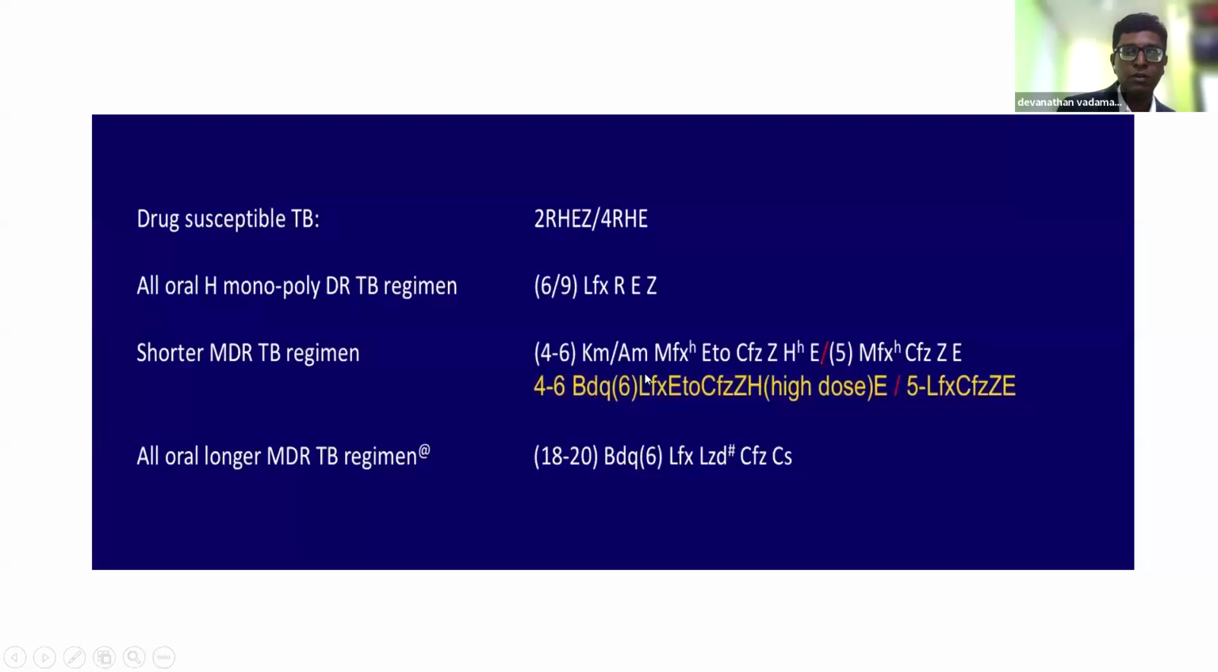Shorter MDR is your 6 plus 5 months, 11 months regimen. Longer MDR is 6 plus 14 months, 20 months regimen. In addition, we have a newer BPaLM regimen, that is a 6 months regimen. These three are MDR regimens. Your shorter 11 months, 20 months, and 6 months BPaLM are for MDR, which means rifampicin resistant. The isoniazid monoresistant regimen is 6 months. Again, by drug susceptibility, this is drug sensitive TB.